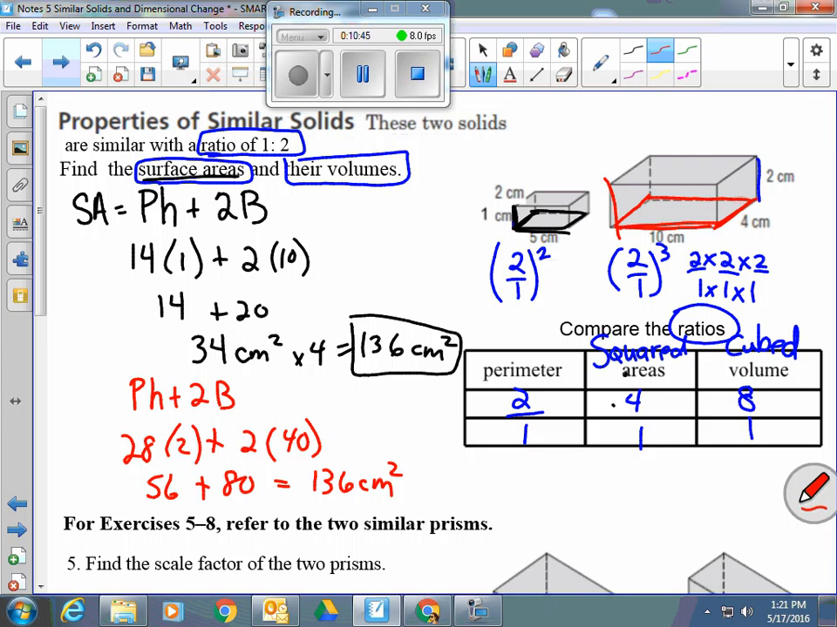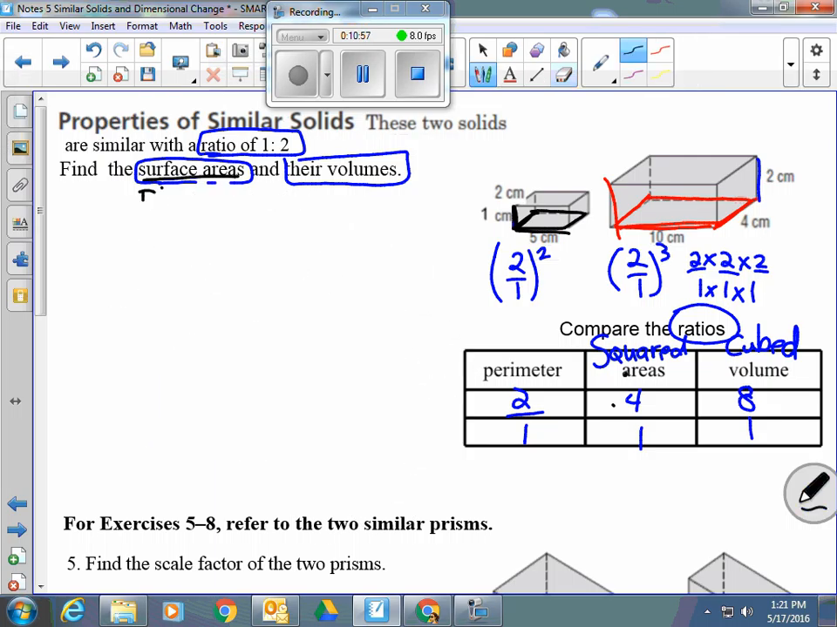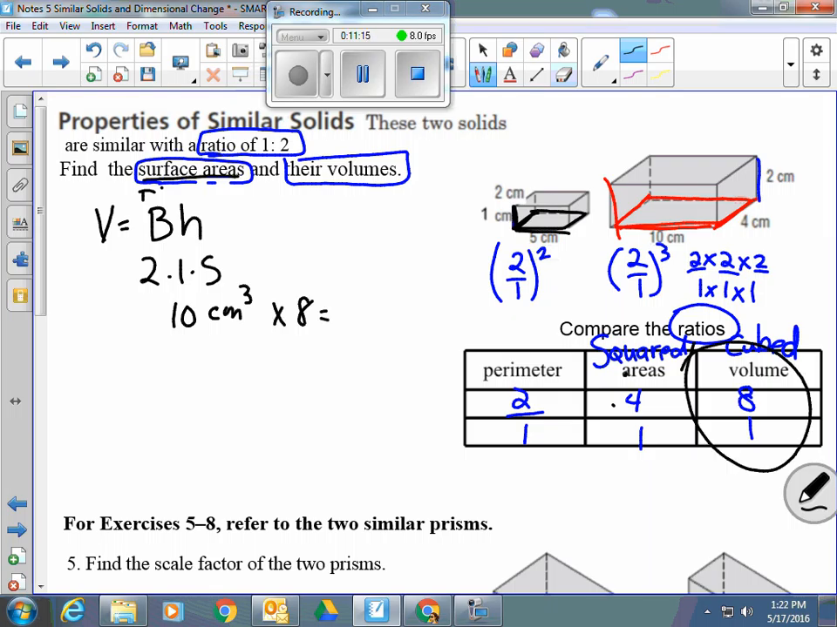Okay, well, Ms. Ramsey, does it really still work for volume? Well, let's go back and find volume real quick. Okay, so if I'm going to do volume of my small one, isn't that area of the base times the height? So it's 2 times 1 times 5. That would give me 10 centimeters cubed. Without telling me that my volume is going to change by 8, that means the volume of my large figure is going to be 80 centimeters cubed.